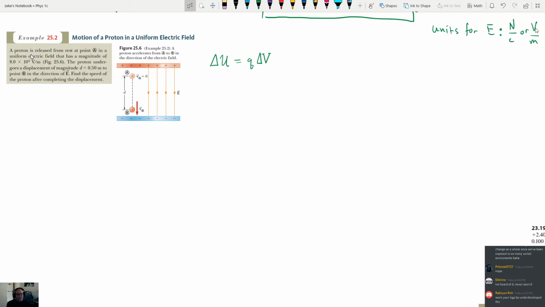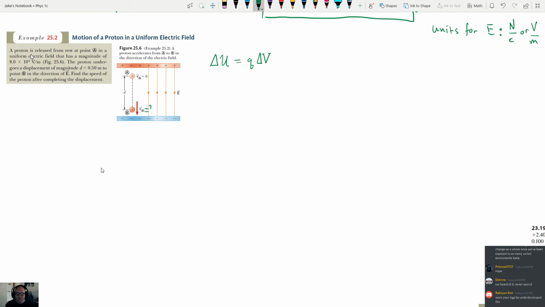Numerically, these are exactly the same. Or not numerically, dimensionally, they're the same. You work out the units, you get exactly the same thing for both of these. You can try that out yourself. So here we have the uniform electric field has a magnitude of 8 times 10 to the 4 volts per meter. The proton undergoes a displacement of d equal to 0.5 meters to the point B in the direction of the electric field. So it moves from here to here, which is the natural direction it would move in, the direction of the electric field lines. We want to find the speed of the proton after completing the displacement. So our goal here is to find what is the speed down here that this proton gains by moving through this field. Okay.